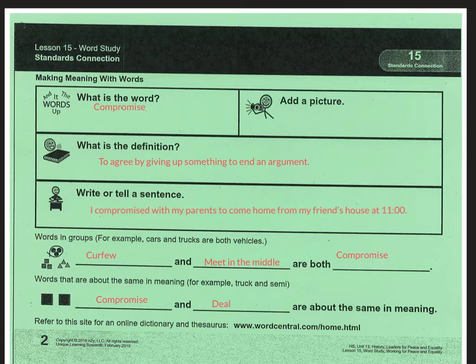So again, compromise means to agree by giving up something to end an argument. And sometimes you don't have to meet in the middle. Sometimes you just get to go or do what you want to do just by saying, okay, I agree with my parents. Because sometimes they'll say, well, if you don't agree to my terms, then you don't get to go. And so the compromise is, okay, I agree to your terms and I get to go. So that's a compromise.